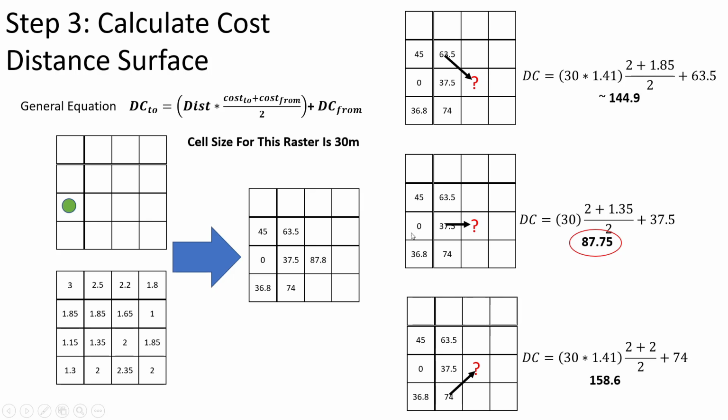So even though we had multiple different ways we can get there, unless you have a reason not to, you always take the lowest value possible. So you can see here we've added 87, in this case I rounded it, 87.8 to our cost distance.